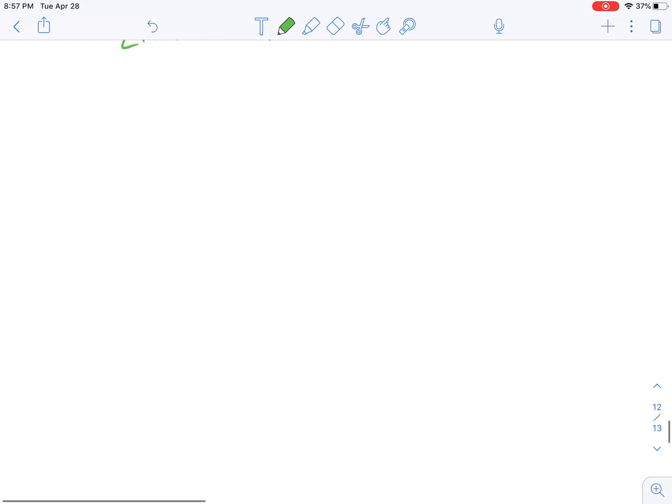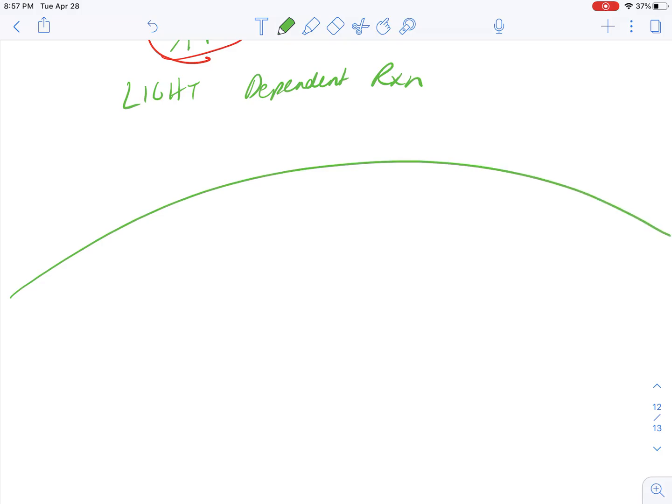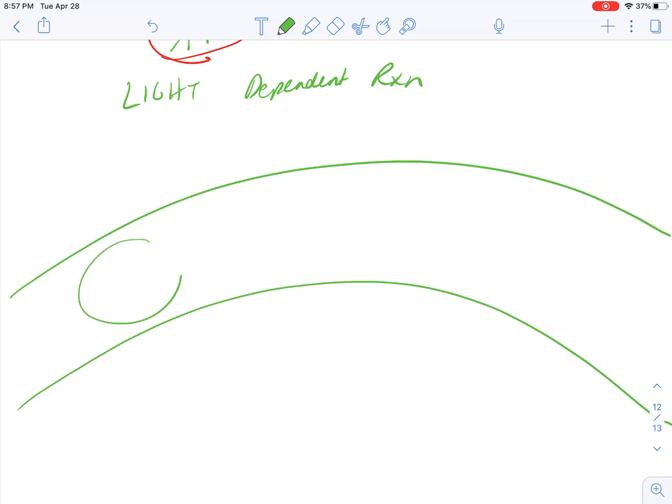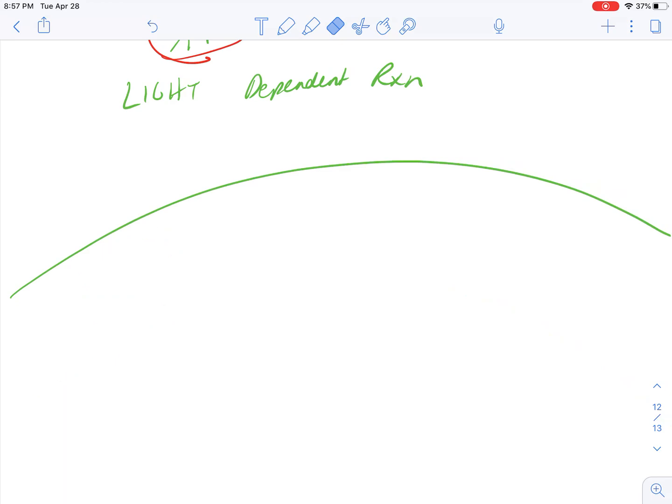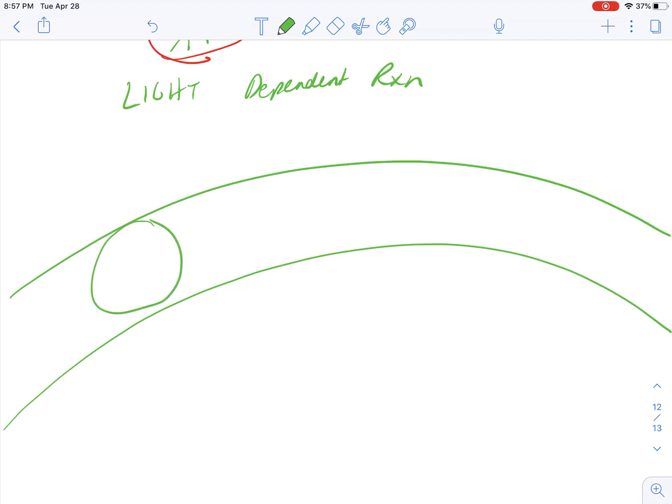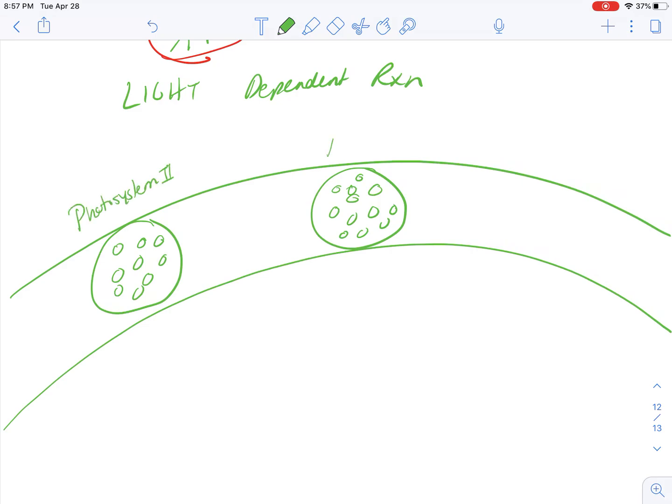And in order to show you the light-dependent reaction, we are going to look at the thylakoid, okay? So here is the thylakoid membrane. And in the thylakoid membrane, you're going to get what I call a photosystem. So this here is a photosystem. There's actually two photosystems. This one is photosystem 2, and this here is photosystem 1, right?